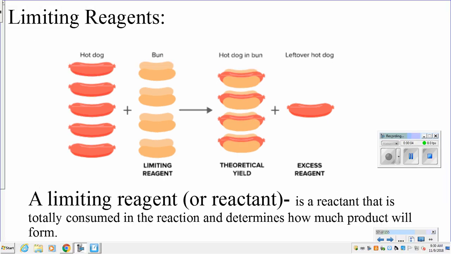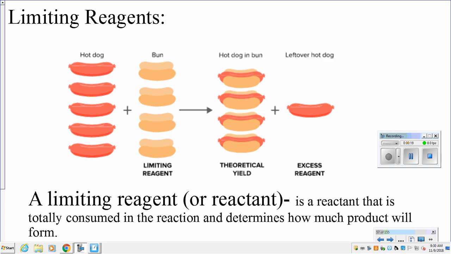Hello, welcome to limiting reagents and percent yield. So the concept of a limiting reagent, or a limiting reactant, which is an equivalent way of saying this, is a reactant that will be totally consumed in the reaction and actually will determine how much product will form.